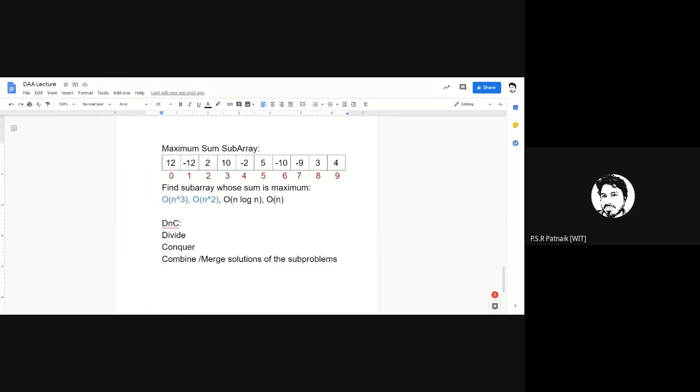Divide means start dividing the larger problem into sub problems. Conquer means start solving the sub problems. After solving the sub problems, how do you arrive at the larger solution? That's the combine or merging of the sub problems' solutions. Let us call it the sub problems' solutions.